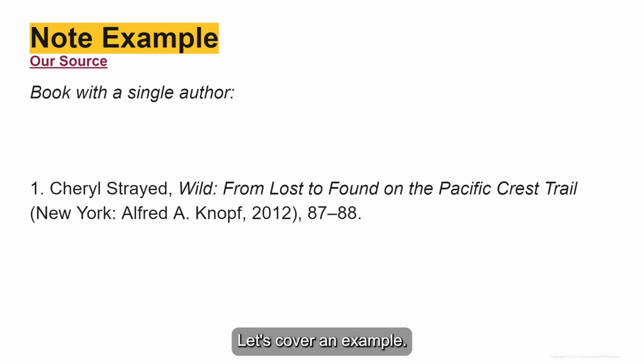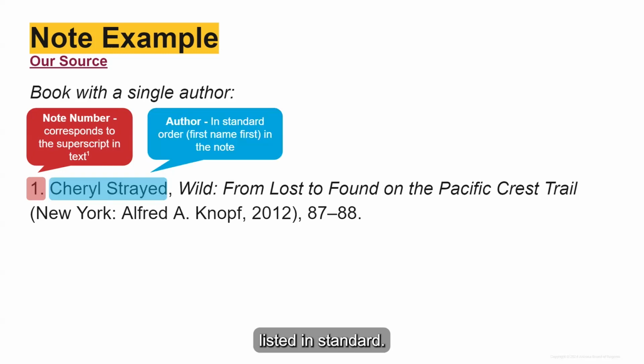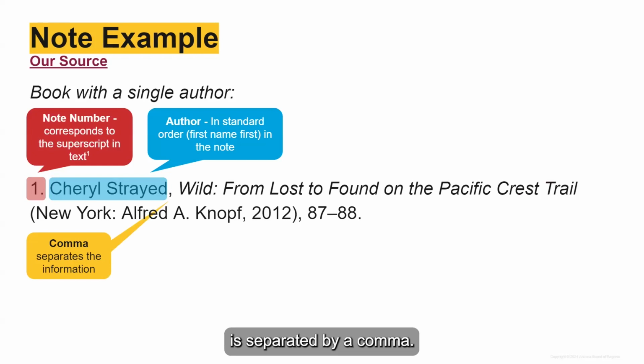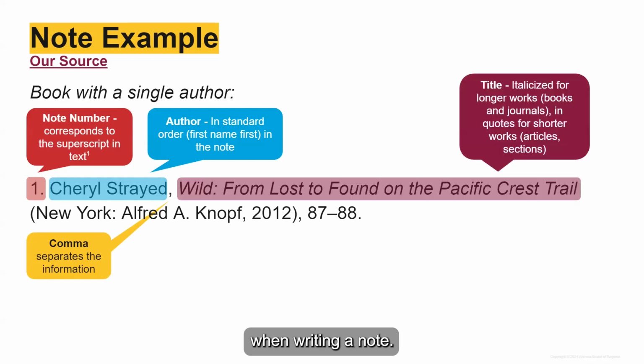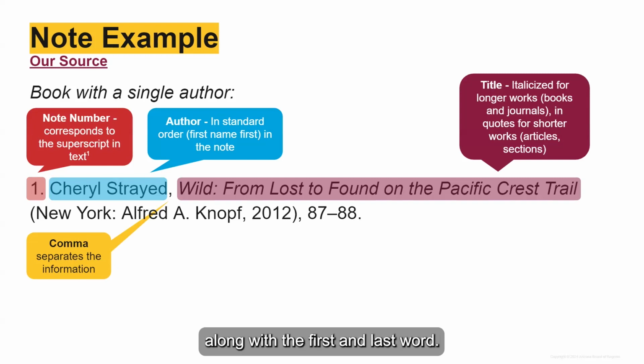Let's cover an example. So we are looking here at a book with a single author. First, we can see the note number. So this would correspond to the superscript in the text, the number 1. Next, we have the author listed in standard, so first name first, Cheryl Strayed. We can see each piece of information is separated by a comma. That is the standard practice when writing a note. Next is the title. This is italicized because it is a book. It is also written in title case, so every important word is capitalized along with the first and last word.